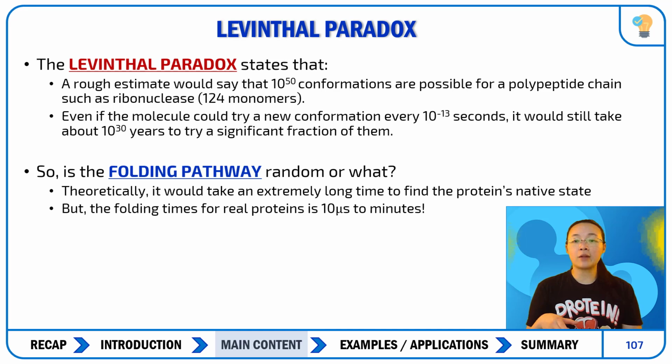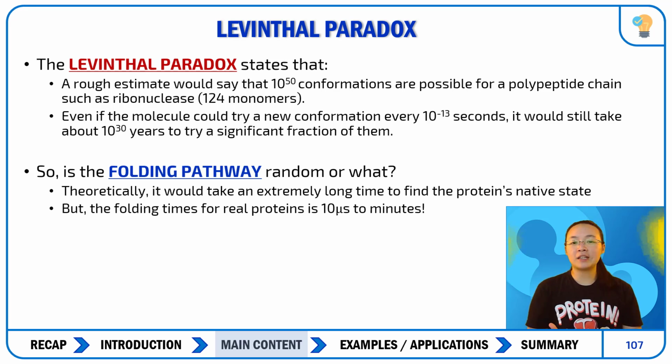So if you do the math, and you can run it through some Python code or something, in order for a molecule to try out every single conformation every 10 to the negative 13 seconds, it would take about 10 to the 30 years to see which native state is preferred. So this is the Levinthal paradox, the fact that the protein can find its preferred shape very quickly, but it actually would have taken an impossible amount of time for the protein to do it.